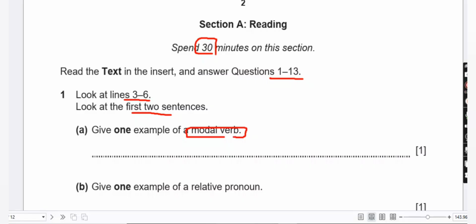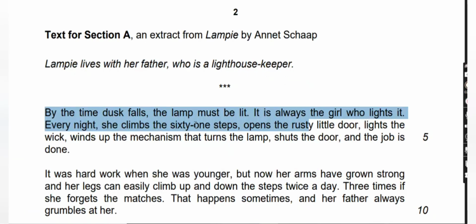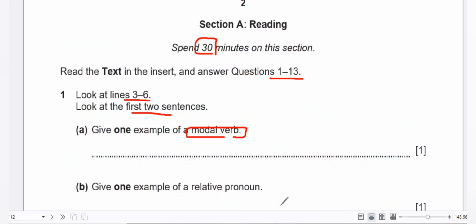Okay, let's check. Here we go, here the first sentence. By the time dusk falls, the lamp must. Must, that's it. Must is a modal verb, so must is the answer. If you don't know the meaning of modal verb, you're not going to be able to answer it. Next.